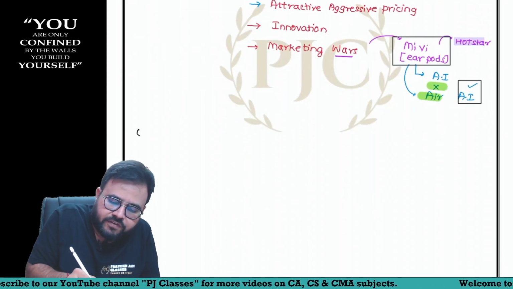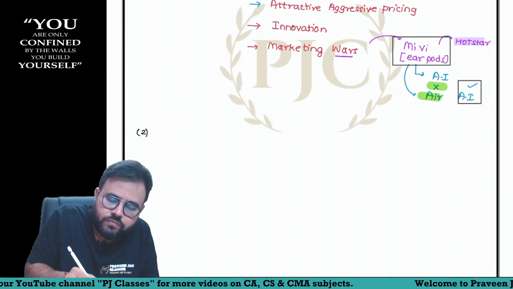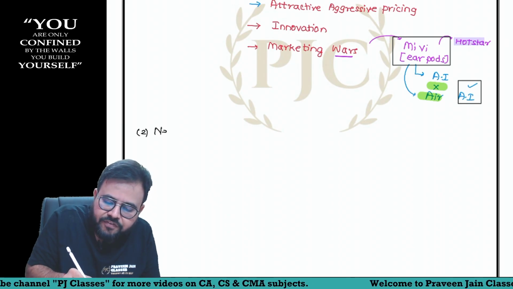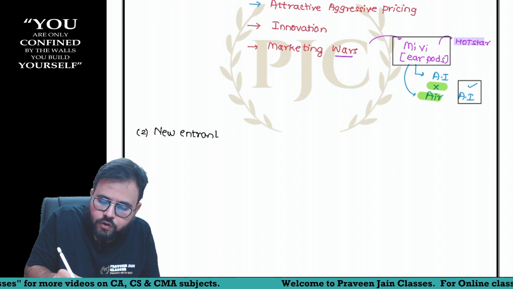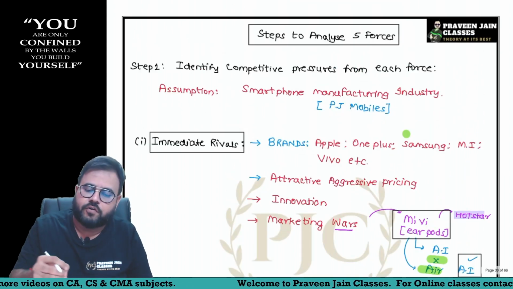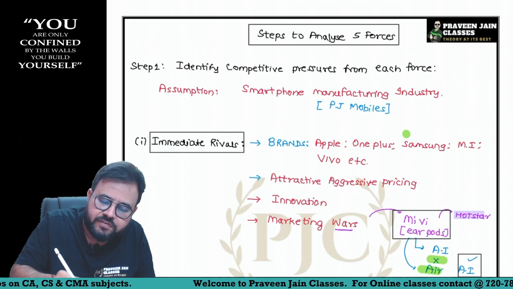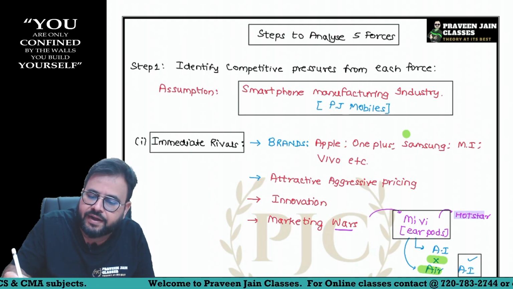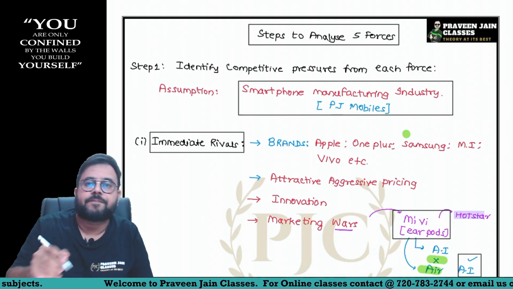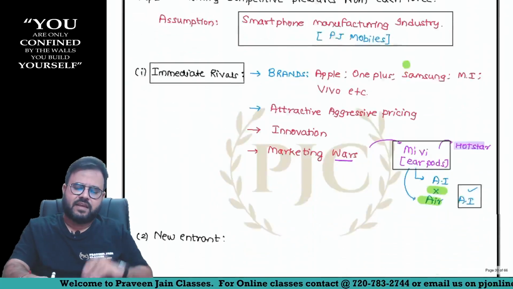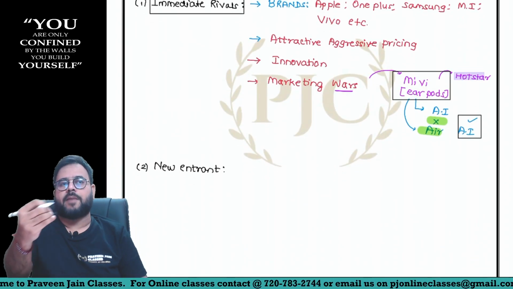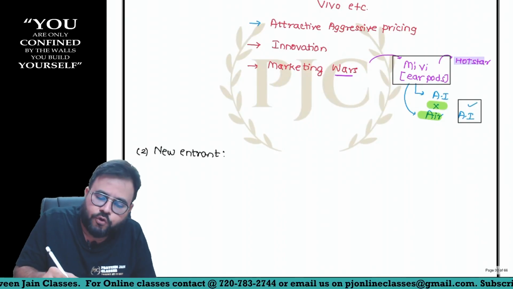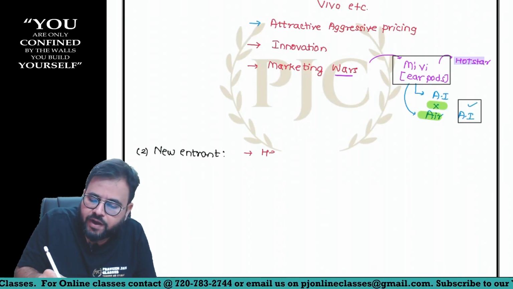Now the second point. Can I say threat from new entrants? Do you think in this smartphone manufacturing business, the threat from new entrants will be there or not? If you want to set up a smartphone manufacturing unit, do you think heavy capital is required or not required?